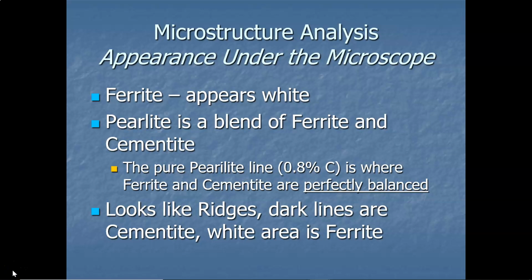So the appearance under a microscope. The ferrite will appear white. The pearlite is a blend of the ferrite and cementite. The pure pearlite line, 0.8% carbon, is where the ferrite and cementite are perfectly balanced. Remember that it looks like ridges, and the dark lines are cementite, where the white area is ferrite.